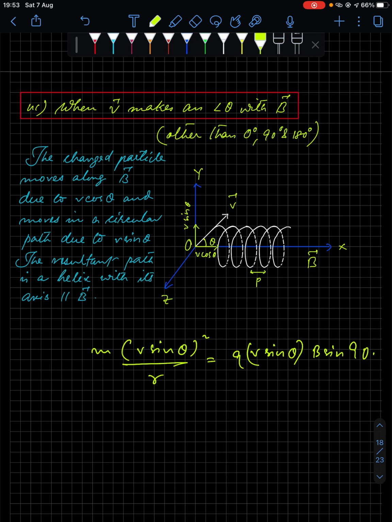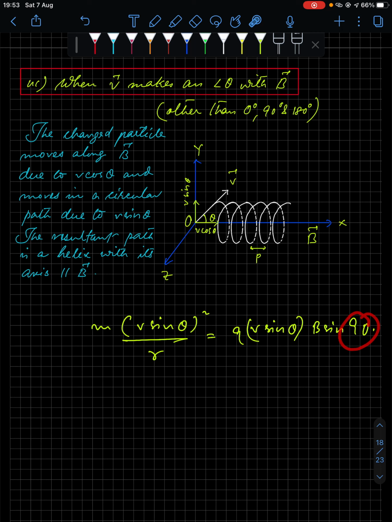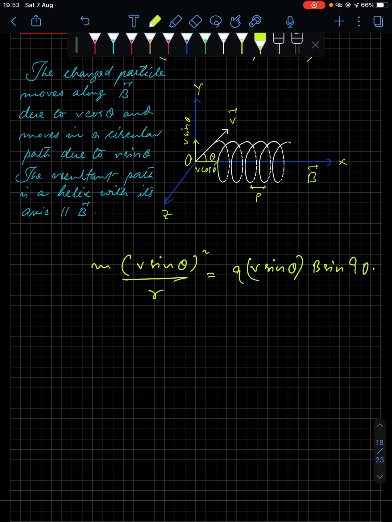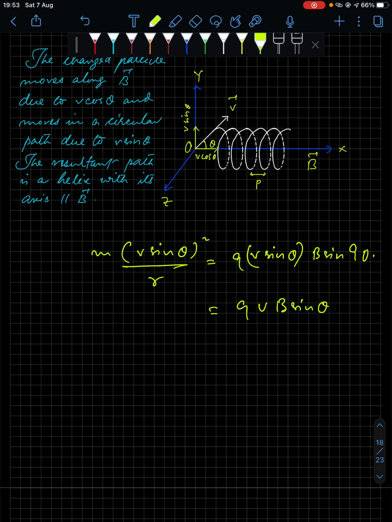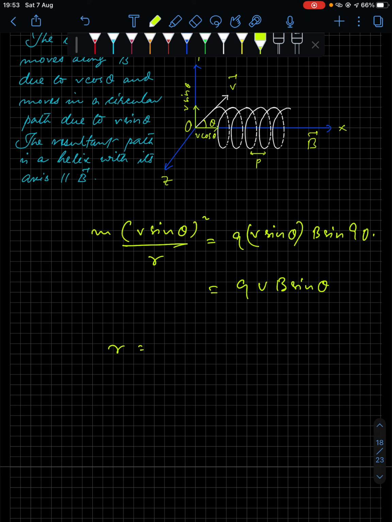Okay, it will be sine 90 only. How? Because this angle will be the angle between B and v sine theta. v sine theta is along y and B is along x, right? So your angle is 90 degrees here. Now this becomes qvB sine theta only. Sine 90 is 1 and that sine theta remains.